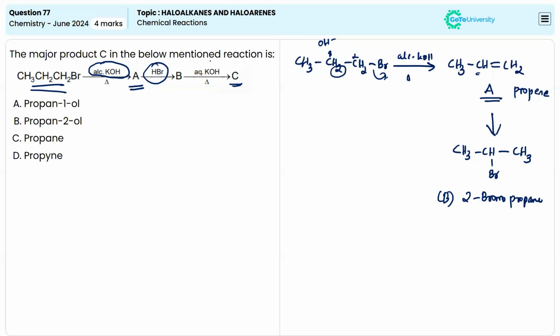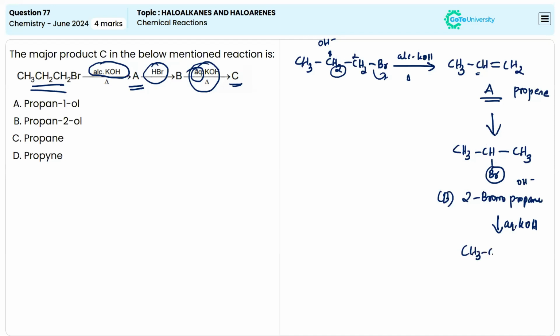Now the reaction is not yet finalized. We have one more step, that is reacting with aqueous potassium hydroxide. See, here we are using potassium hydroxide, but in aqueous form. Aqueous form means the reaction will be substitution, right? In elimination and substitution we use the same reagent, potassium or sodium hydroxide, but the reaction medium is different. In substitution we use aqueous, in elimination we use alcoholic. So in the presence of aqueous KOH, the bromine will be substituted by the OH minus ion, right?